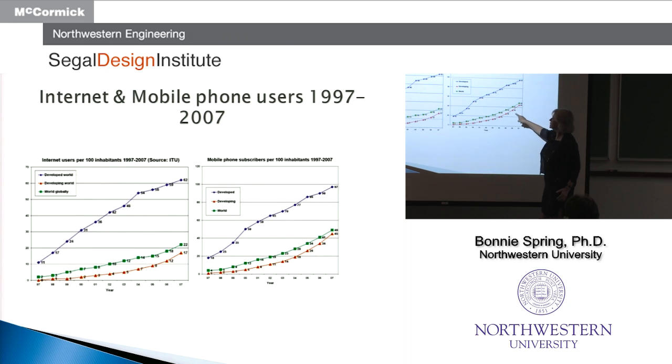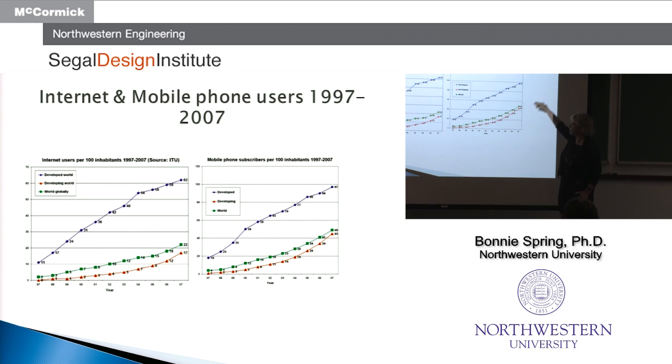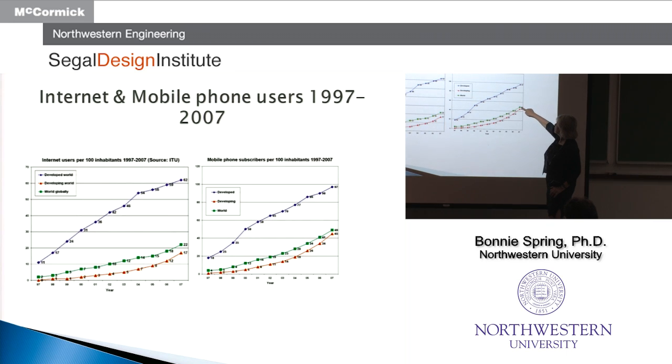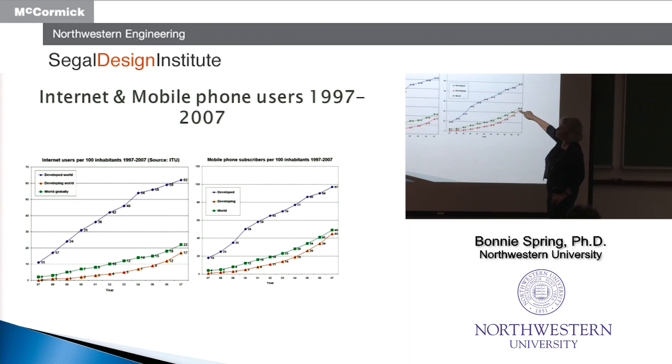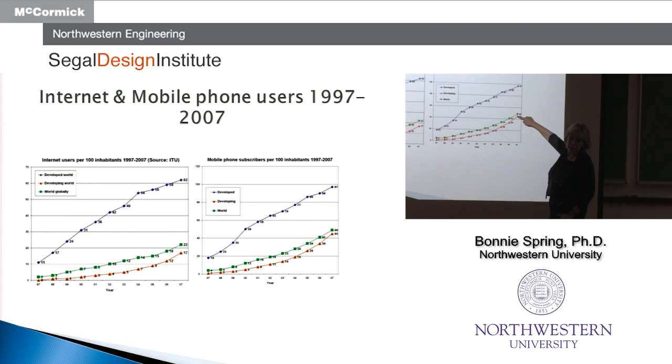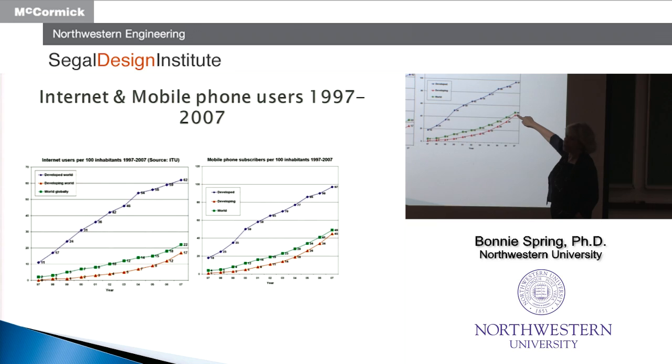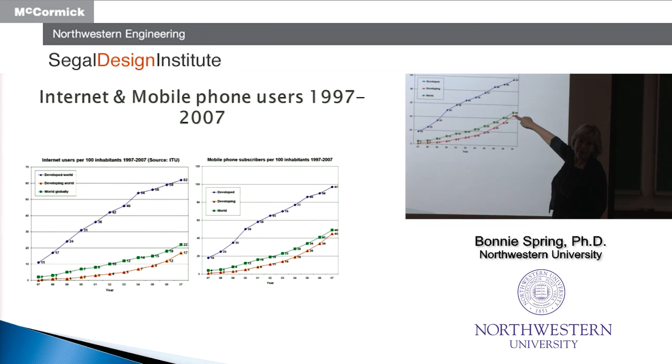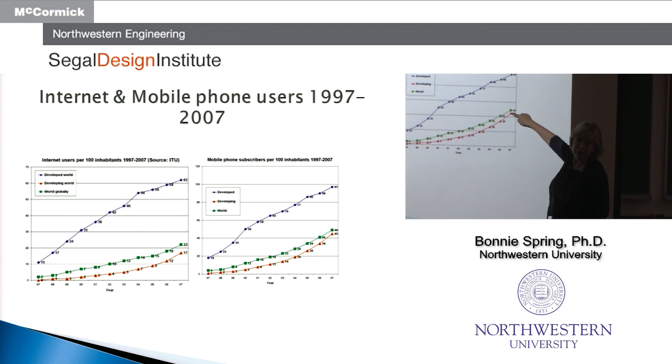What you're seeing here is the same information for mobile phone subscribers. And you can see that basically the shape of the curves is parallel, but there's something you can't see that's very important. And that is that where the developing world is ending up at the end of this period, this is 2007, is with 45% usage of smartphones.